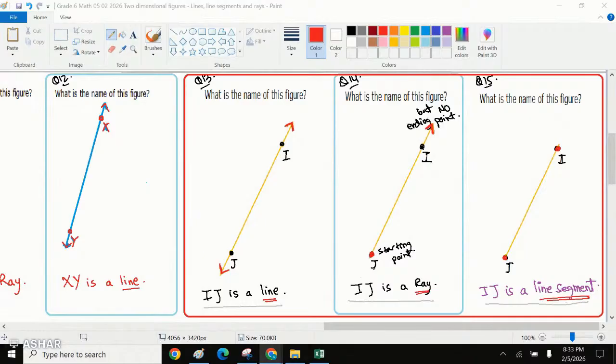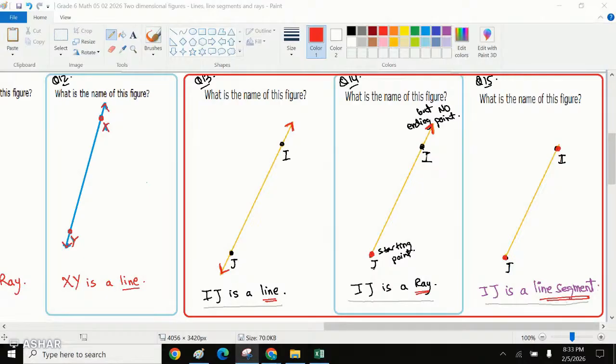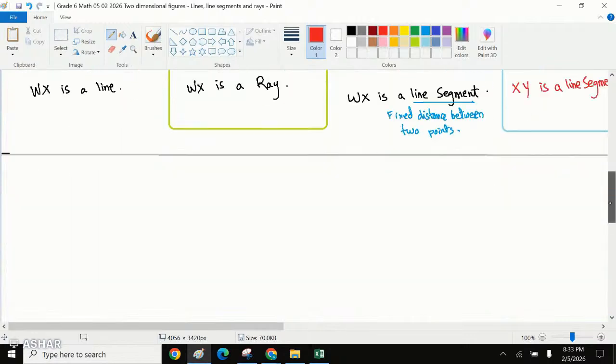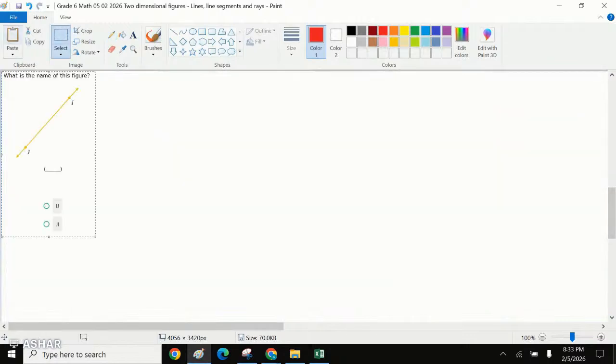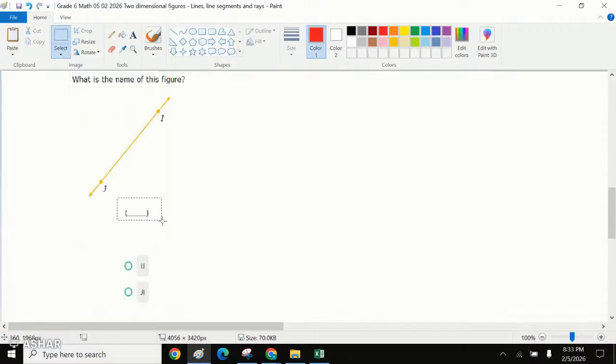Okay, so I'll begin with the test. There are only a few questions, 5 questions I think. What is the name of this figure? I will have to change the options because the options will confuse you. If this is a question given, I would need to change the options. Don't worry about the options which are given.